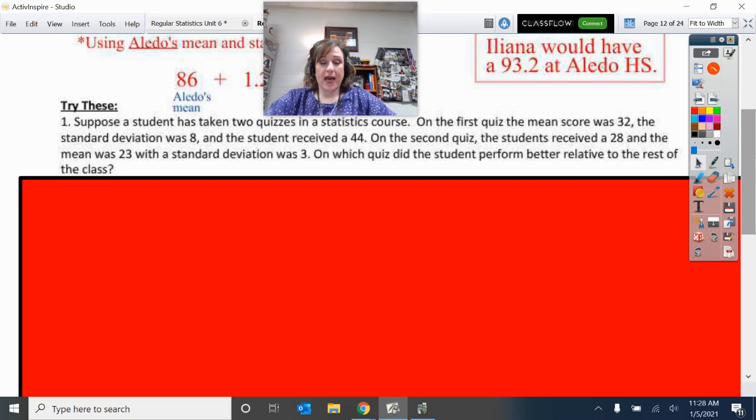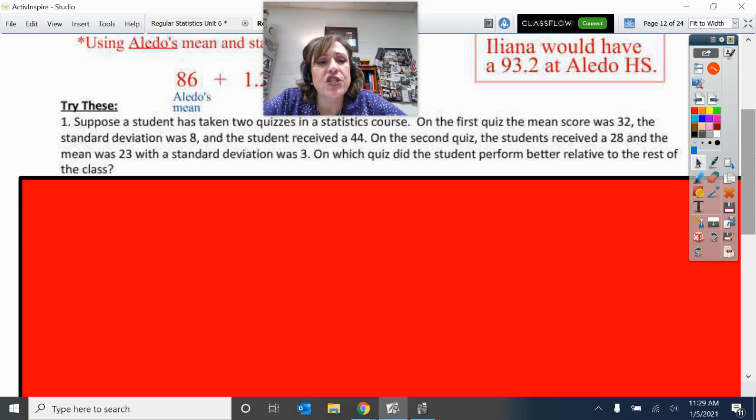We have a student who had two quizzes in the statistics course. The first quiz, he got a 44, the mean was 32 with a standard deviation of 8. Hopefully these weren't out of 100 points. I can see the student was above the mean, so that's good. The second quiz, the student got a 28, which is above the mean of 23 and the standard deviation of 3. On which quiz did this student technically perform better relative to the rest of the class, relative to that mean?